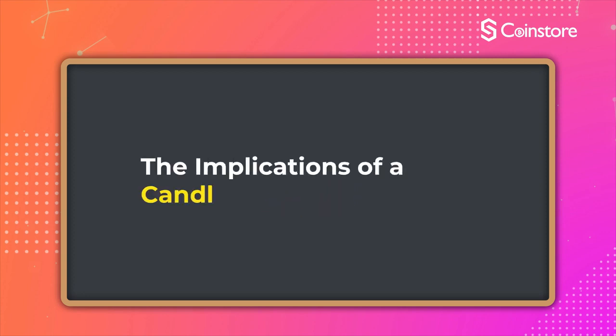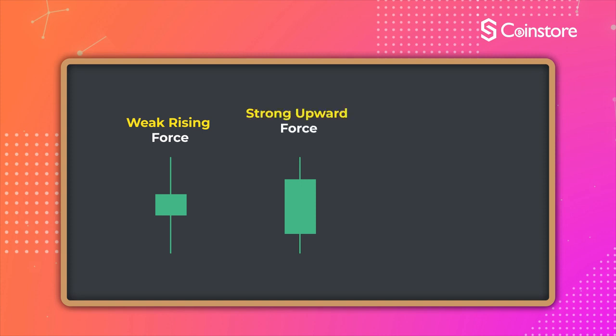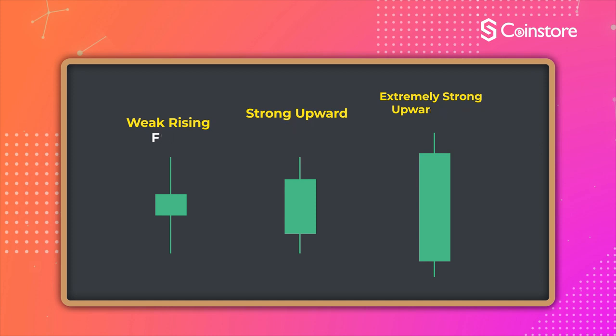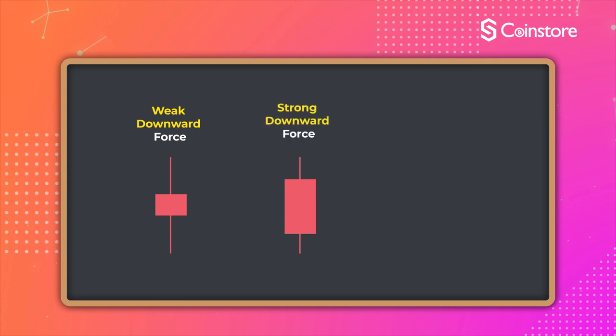Now, let's move on to the implications of a candlestick's body length. Here are our main few that you should know. A green line candle with a short body implies a weak rising force. A green line candle with medium bodies implies a strong upwards force. And a green line candle with long bodies implies an extremely strong upward force. And this can also be applied on red line candles. Short red line candles with short bodies implies a weak downward force, while medium red line candles with relatively longer bodies implies a strong downward force. And lastly, long red line candles with long bodies implies an extremely strong downward force.